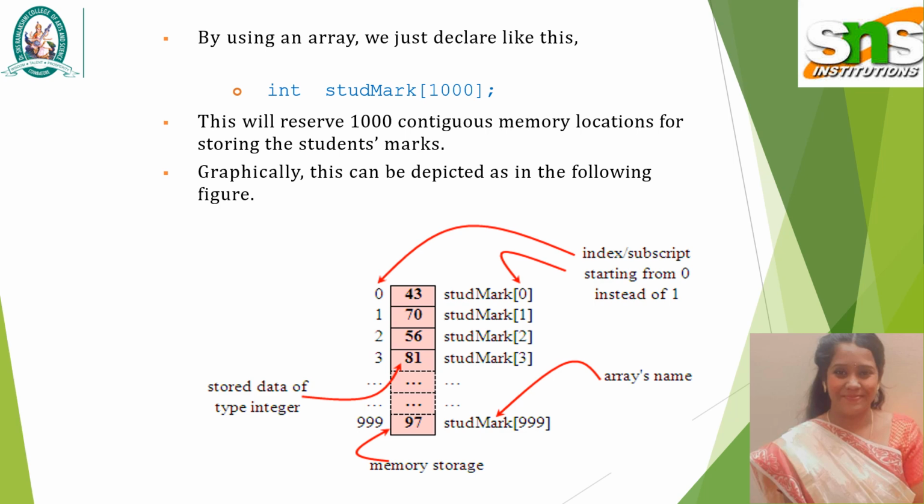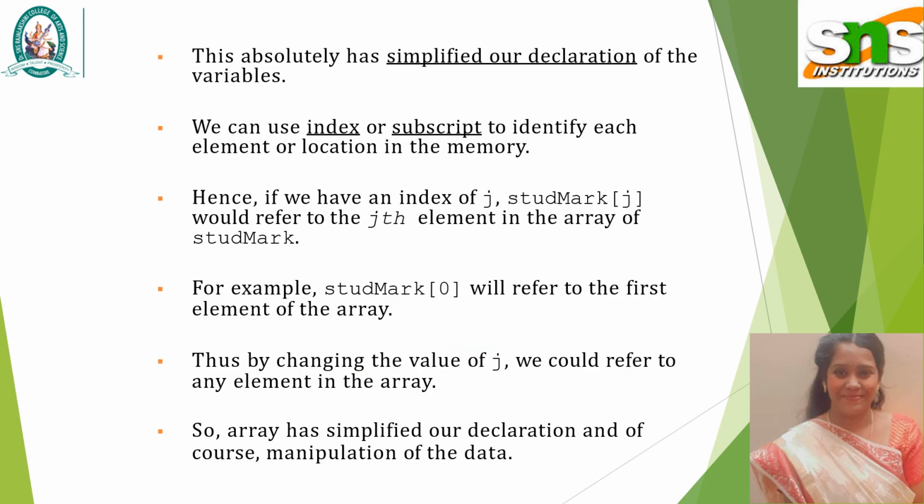So the indexing and subscripting of the array start from the array name. This is a simplified declaration of variables. We can use the index and subscripts to identify each element or location in memory. Hence, with an index of j, student_mark[j] refers to the jth element of the array student_mark. For example, student_mark[0] will refer to the first element of the array. Thus, by changing the subscript, we can refer to any element in the array. So the array has a simplified declaration, and of course it is a manipulation of the data.